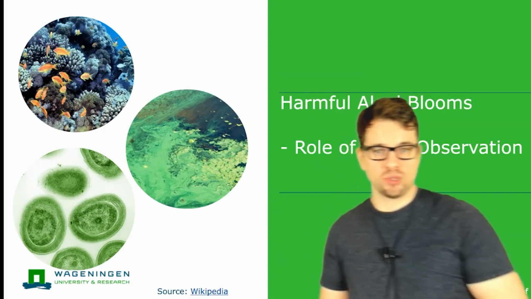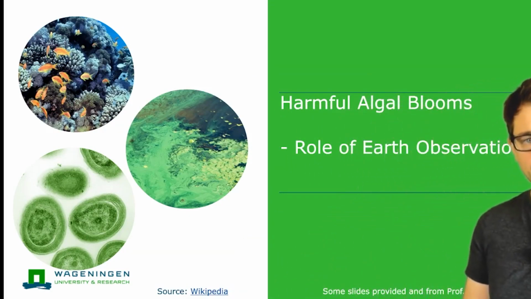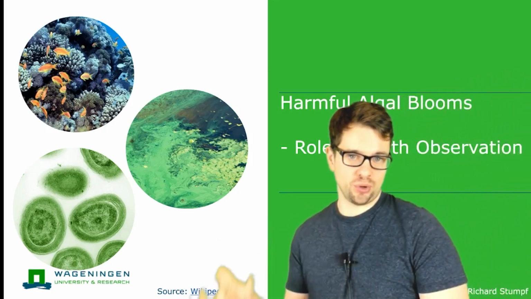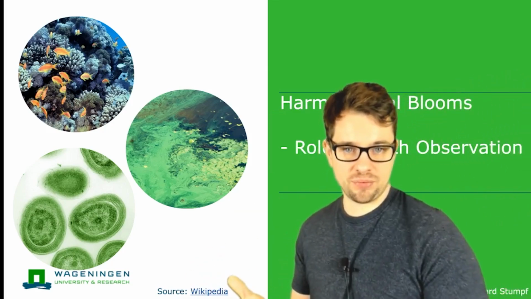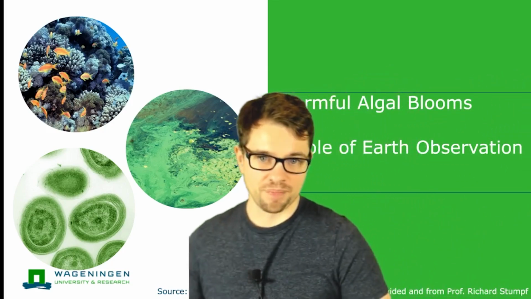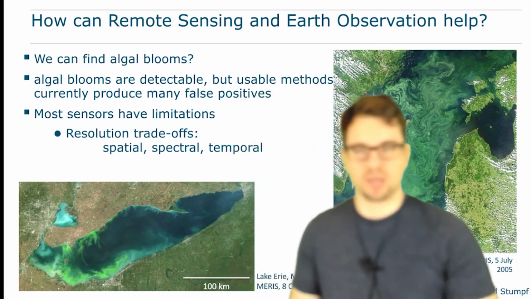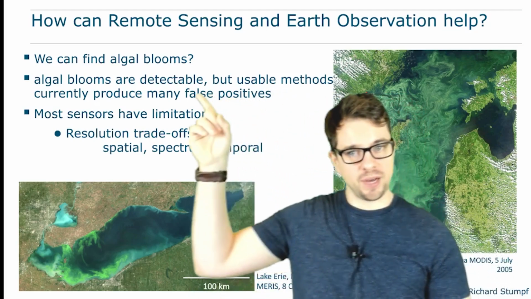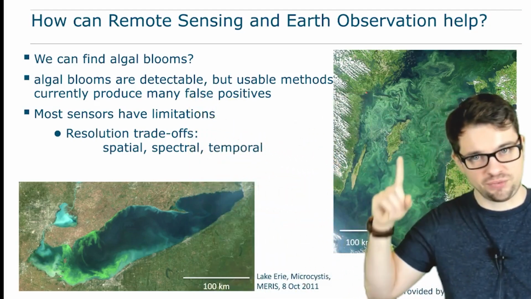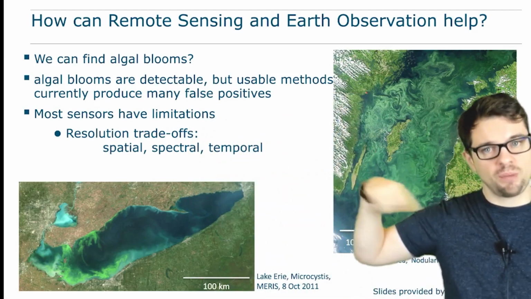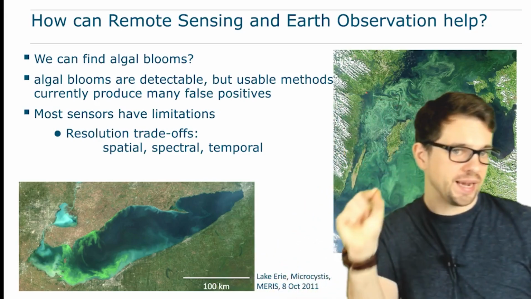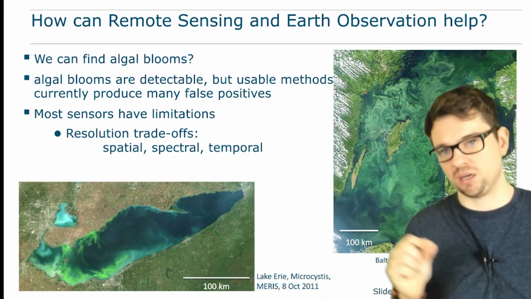So let's go to the second part, the role of Earth observation in harmful algal blooms, and how we can use the properties of algae to identify them in satellite images. First of all, how can remote sensing and Earth observation help? We can find algal blooms in general relatively easily, so they are detectable, but most existing methods produce false positives. So not all flagged pixels are necessarily algal blooms.